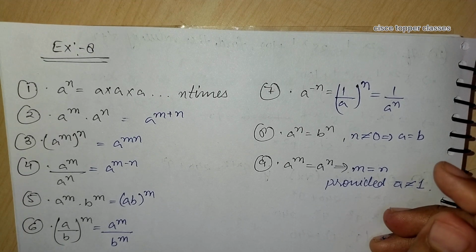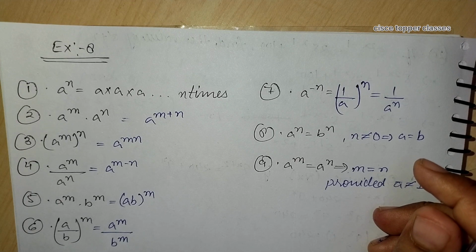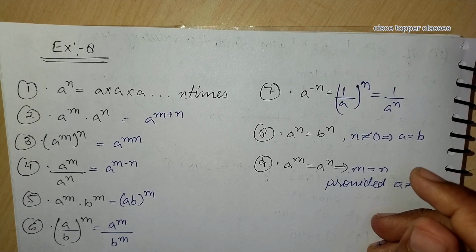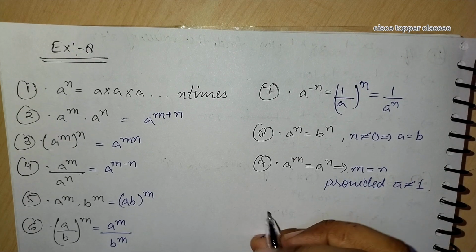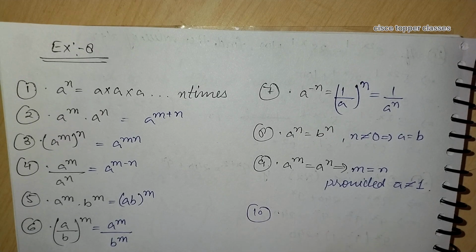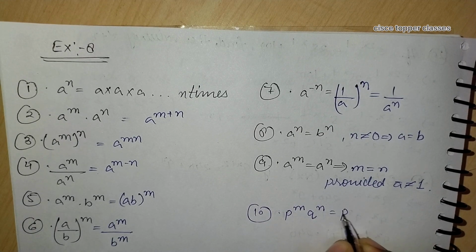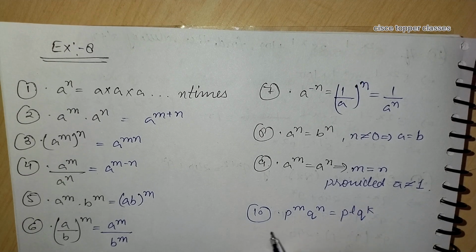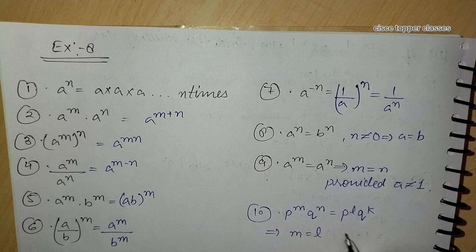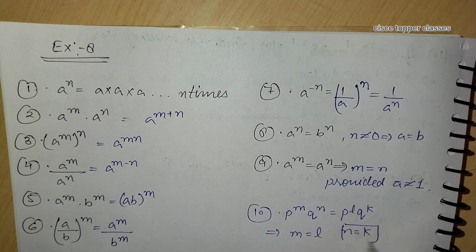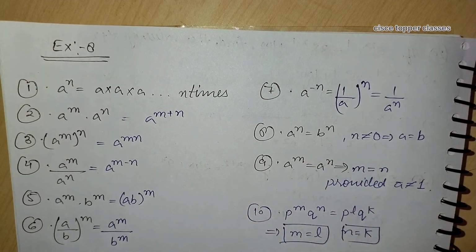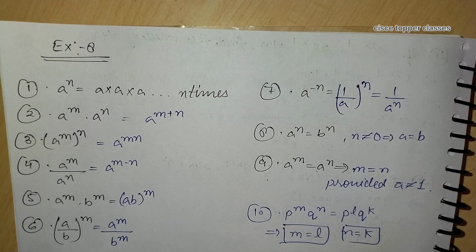And if p and q are different positive numbers here, then p^m q^n equal to p^l q^k means if here are two positive numbers and p^m q^n is equal to p^l q^k, then it will be m is equal to l and n is equal to k. So these are the basic formulas which we need to know before solving this exercise.